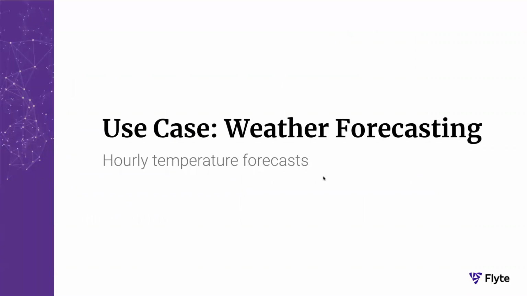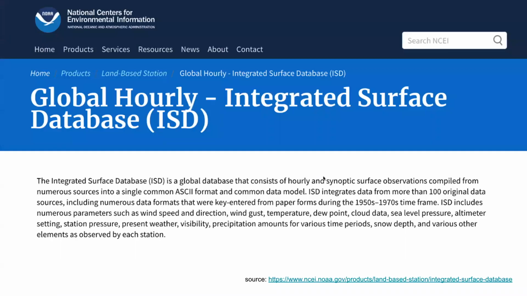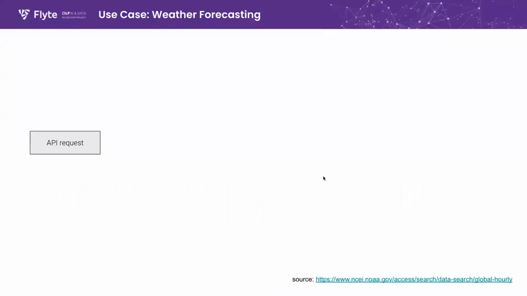So the use case I want to focus on is weather forecasting, in particular hourly temperature forecasts. We'll be getting our data from the National Oceanic and Atmospheric Administration using the Integrated Surface Data Set, ISD, which has various weather-related metrics like temperature, dew point, sea level pressure, things like that, collected at an hourly resolution, but the data isn't necessarily updated in real time. There is some cadence with which these data are updated.